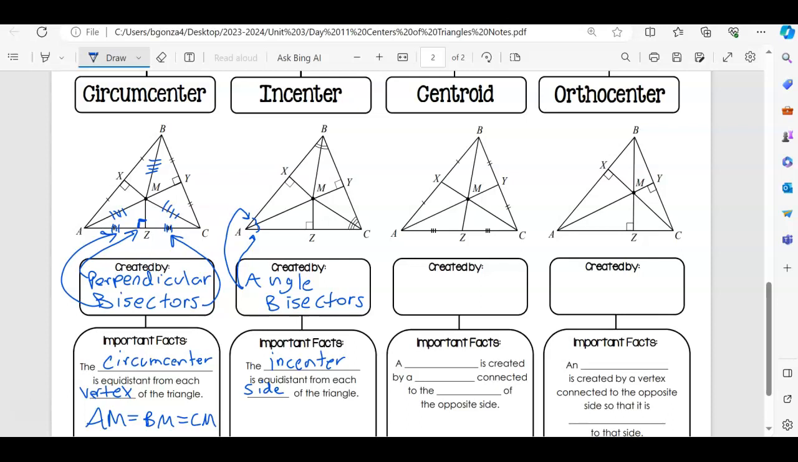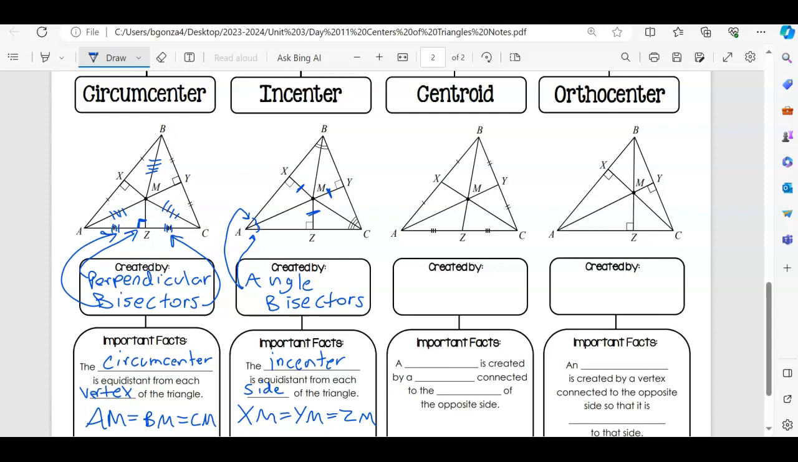So let's go ahead and mark it with a tick mark. Everybody do this. We're going to put XM, put a tick mark, YM, put a tick mark, ZM, put a tick mark. And at the very bottom, we're going to write XM equals YM equals ZM. If you see equal distance to each side, that is an incenter as well.